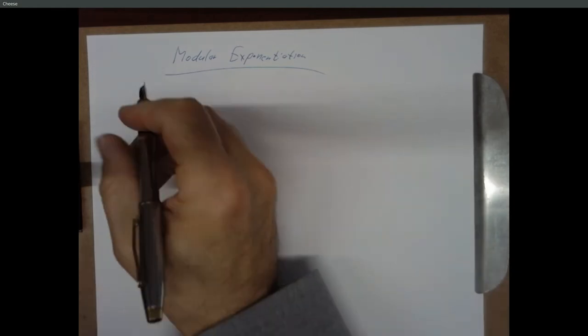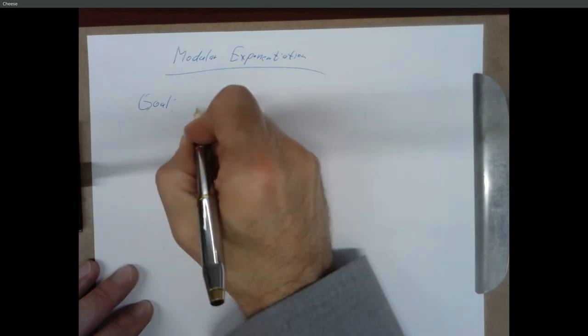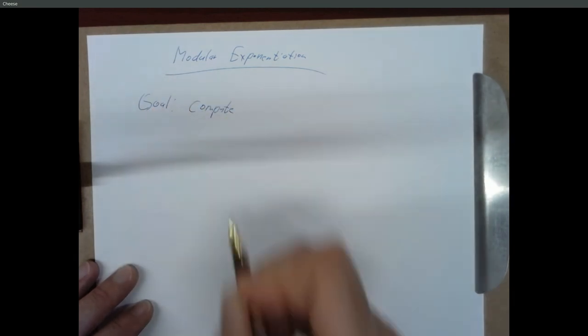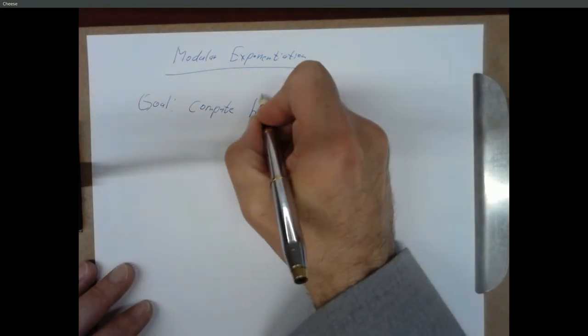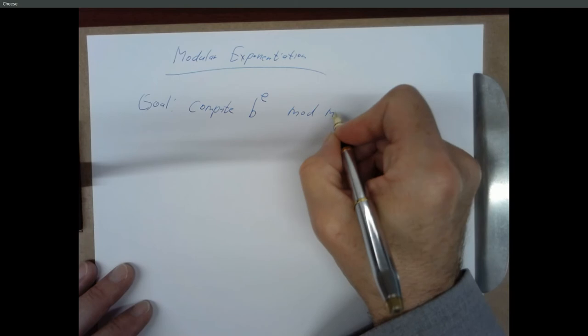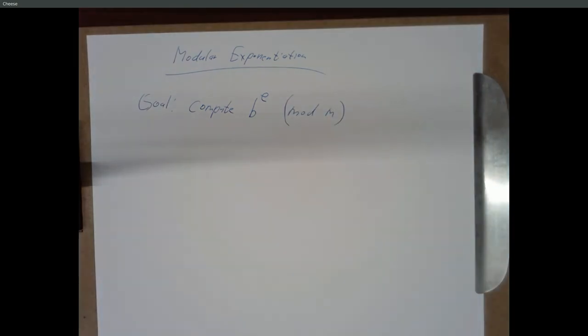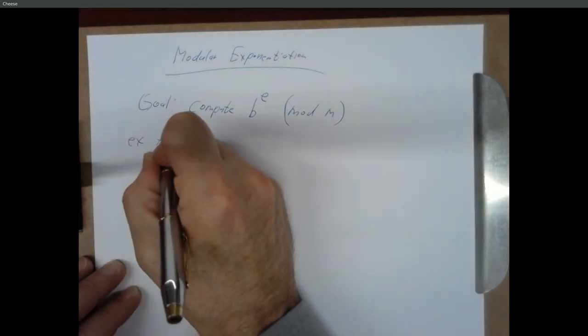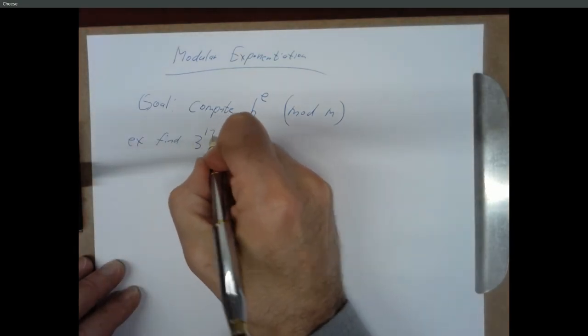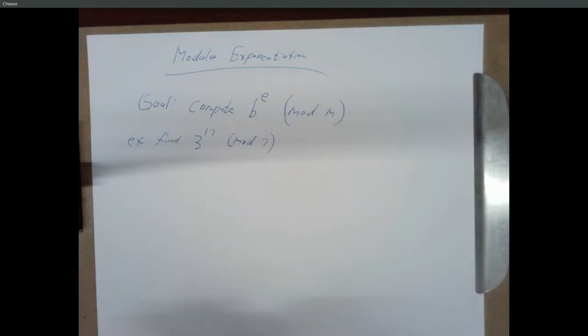So here's the idea of modular exponentiation. Our goal: we want to compute some number b raised to some power modulo something. So for example, find 3 to the 17th modulo 7. So multiply 3 by itself 17 times and see what the remainder is when you divide by 7.